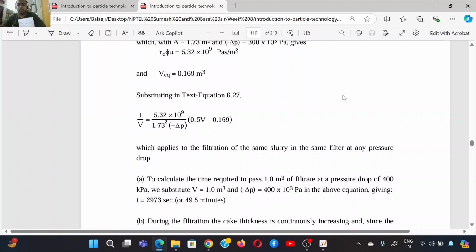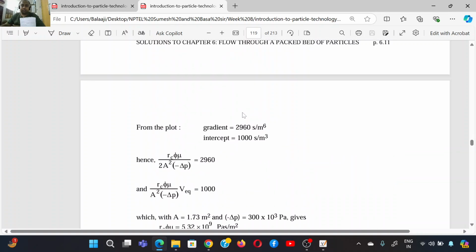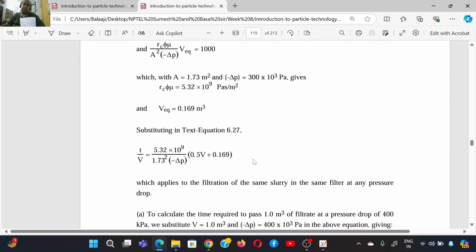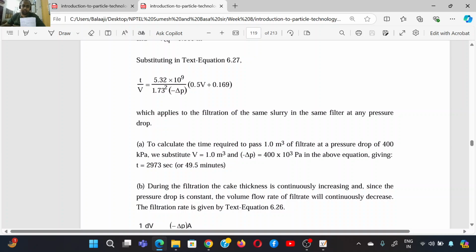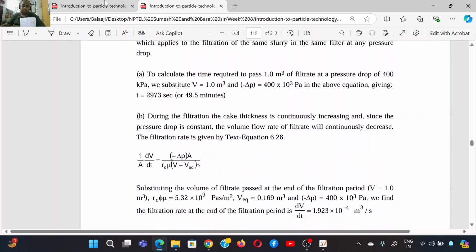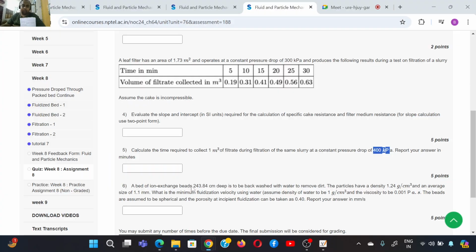So I think this is the solution manual, and even in the book itself the answer is given. So it's better to follow them. I'll just upload both these two, and I'm also writing the answer 49.5. And for the previous question you can put this gradient, I think 2960. Then let's see what the answer is. Go through the solution, and if you have any doubt, you can ask me. So 4 and 5 also done.